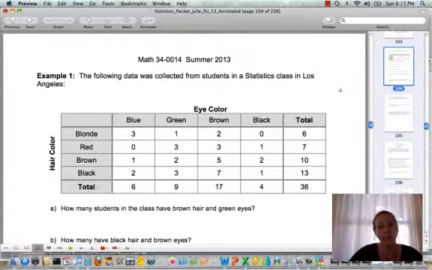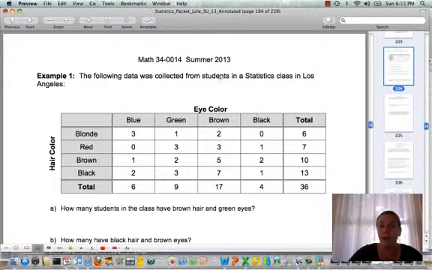Module 5 is about two-way tables, so we have here an example of a two-way table. The first way of the table is the hair color, which identifies the rows. So on the rows you see the different hair color options for students in a statistics class: blonde, red, brown, and black. So there's 4 choices, so students would have to identify as one of those hair color choices.